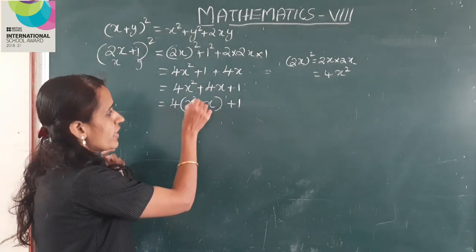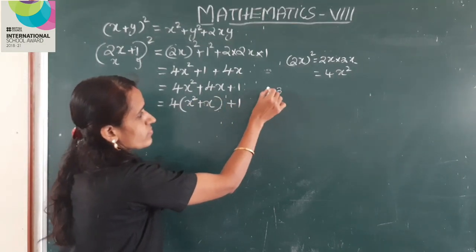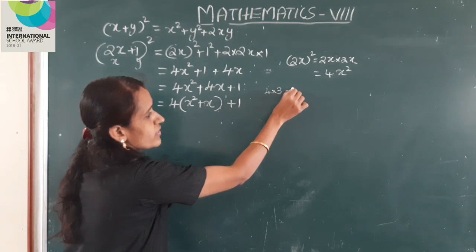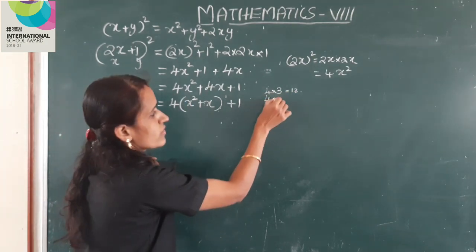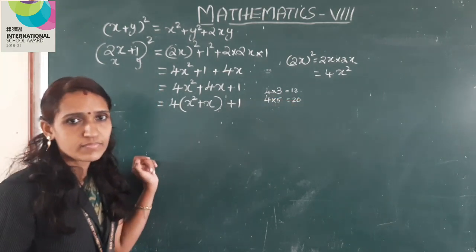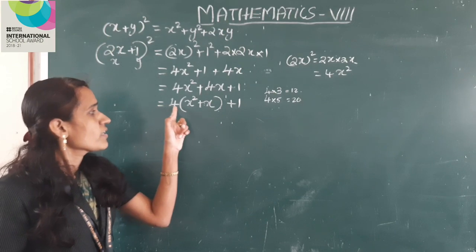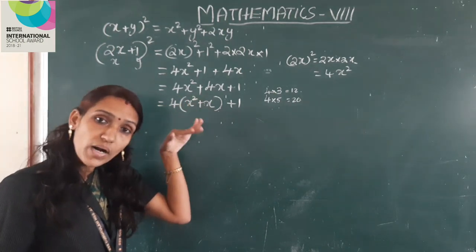Here 4 into x square plus x is a multiple of 4. For example, if x square plus x is 3, 4 into 3 is 12. If x square plus x is 5, 4 into 5 is 20. So here 4 into x square plus x is a multiple of 4.